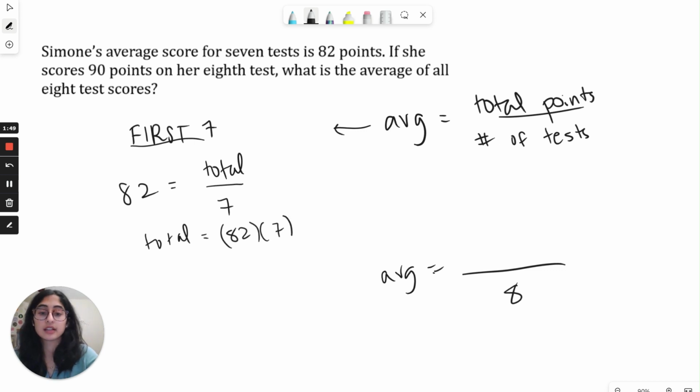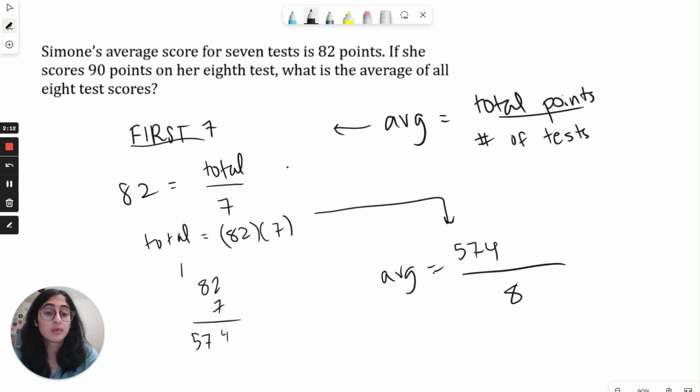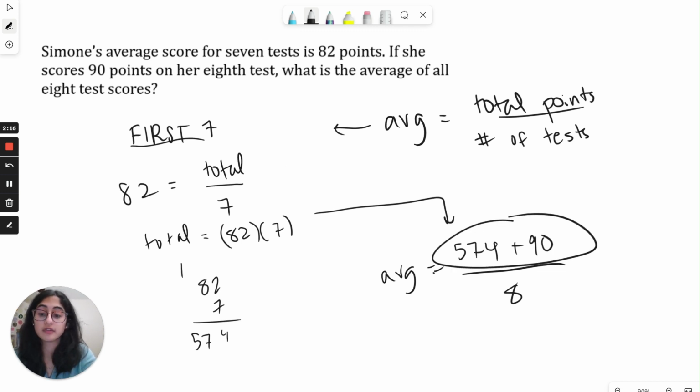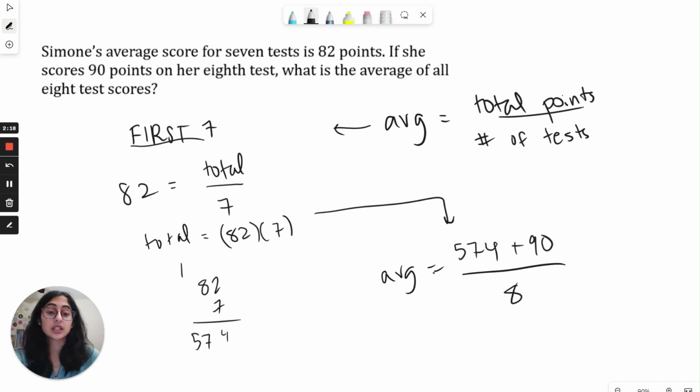So that is, let me just write it here, 82 times 7, that's equal to, so there's 14 here, carry the 1, 56 is 8 times 7, so 574. So we can just draw an arrow pointing to that. The average, we'll plug this in, so this is for the first 7 tests, is 574 plus the score for the 8th test, which is 90. So the total points for the first 8 tests is 574 plus 90, all over 8, the number of tests.